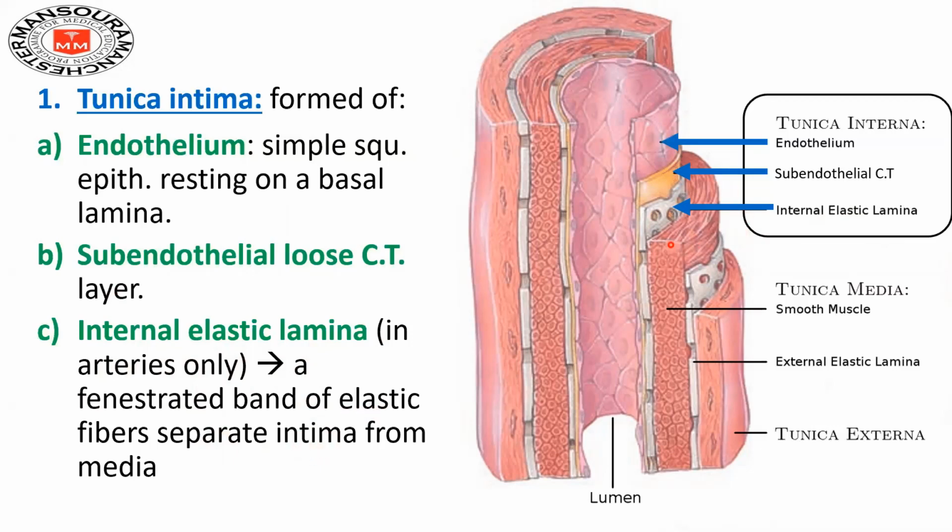So again, the first layer of the vessel wall, any vessel, is formed of 2 or 3 layers, because we mentioned that internal elastic lamina is only in arteries, so it's absent in veins. The 3 layers are endothelium, subendothelial connective tissue, and internal elastic lamina only in arteries. These are the 3 layers forming tunica intima.